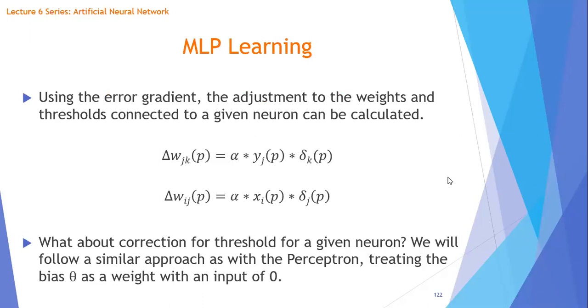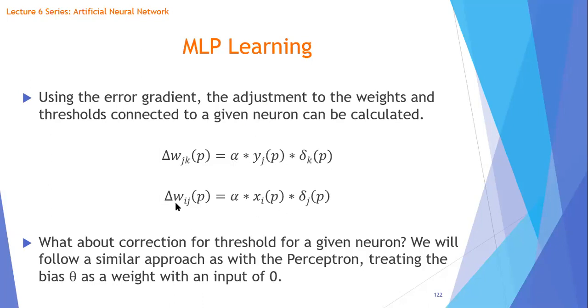Now, once you have an error gradient, you can very easily adjust the weights and threshold connected to a given neuron, like we've seen earlier. So this equation is trying to calculate the correction factor for a weight between your hidden layer and your output layer. This weight here is feeding a neuron in the output layer. This is why here you're using the error gradient for that neuron, so delta k. And since the input now would be the output of a hidden layer, we have seen that equation earlier.